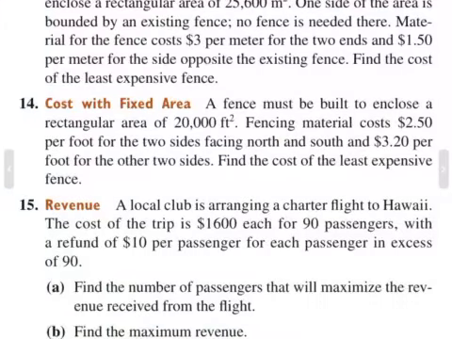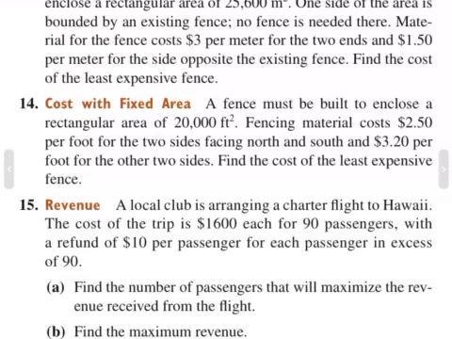All right, next we're going to look at a slightly different version of maximizing the area enclosed by a fence. Now we're going to add cost to the function. Suppose that we have a rectangular area of 20,000 feet squared that we're going to put a fence around. And the fencing material has a different cost for the north and south facing versus the east and west facing. We want to know the cost of the least expensive fence.